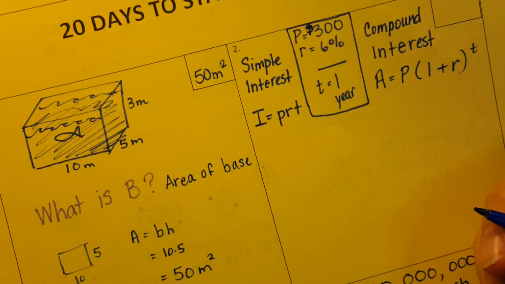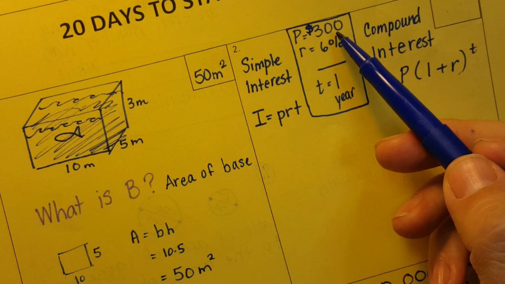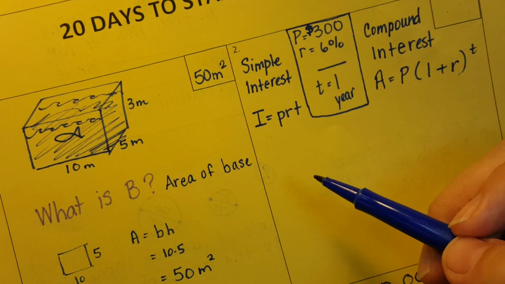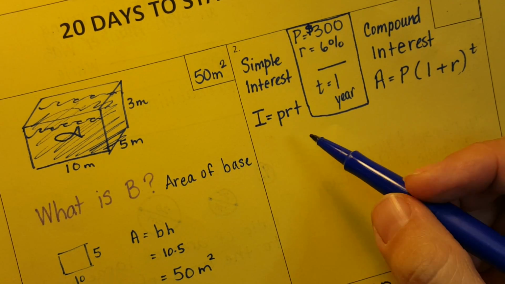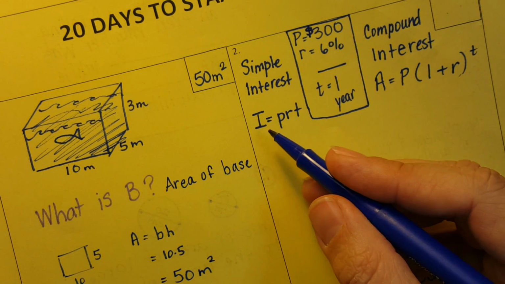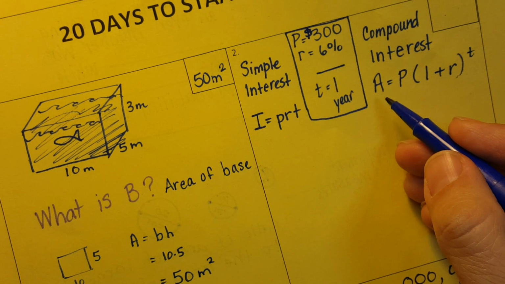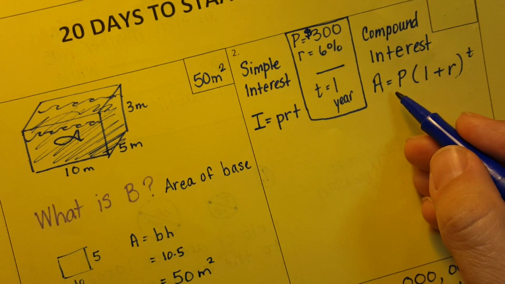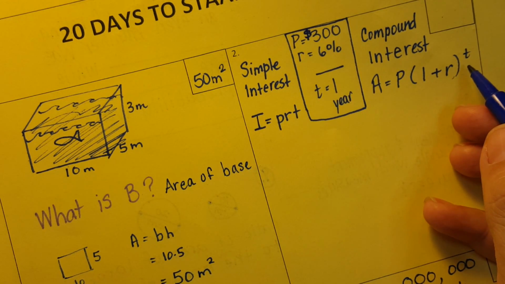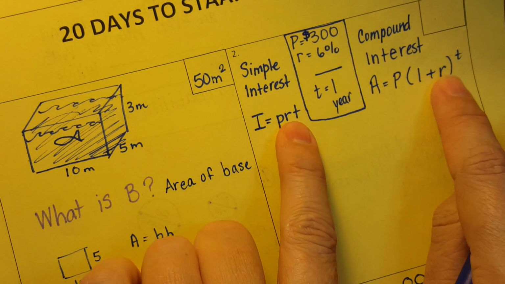Okay, the second question: what's the difference between the simple and compound interest if you invest a principal of $300 for 1 year at a rate of 6%? So both of the formulas are written down here. I got those off of the math chart. The simple interest is equal to the principal times the rate times the amount of time. And then compound interest is the amount in the account equals the principal times 1 plus the rate to the t power. Okay?